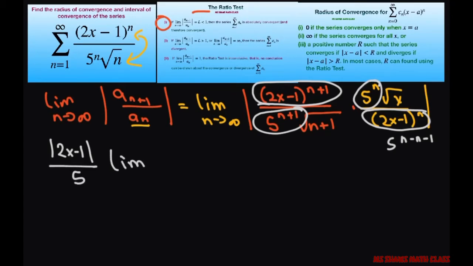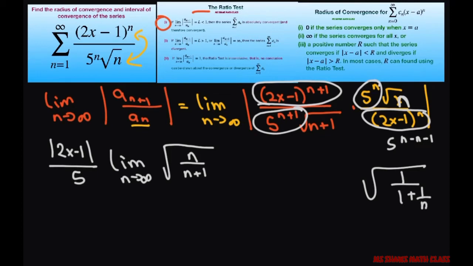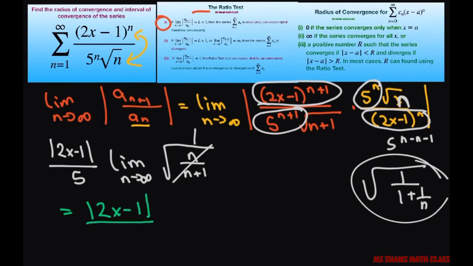Then we're taking the limit as n approaches infinity of square root of n divided by n plus 1. This is the same as 1 divided by 1 plus 1 over n, if you divide every piece by n, so the square root of 1 divided by 1 plus 1 over n. So this is just going to go to 1. So our answer is, this equals absolute value of 2x minus 1 divided by 5.